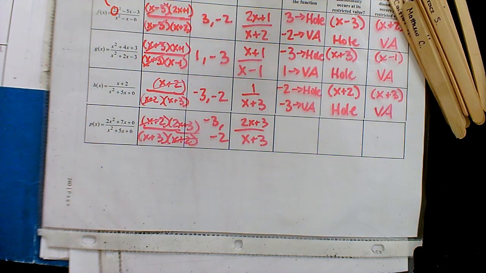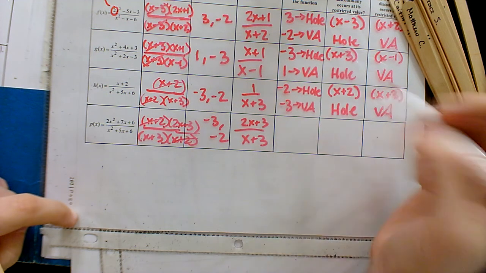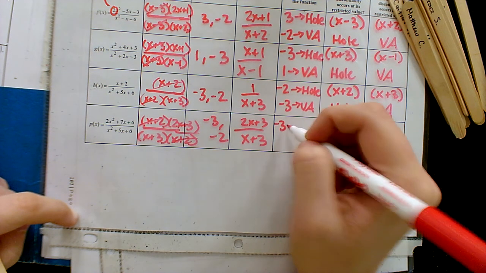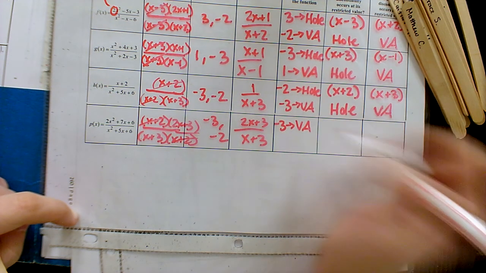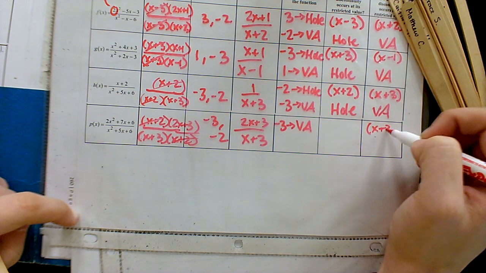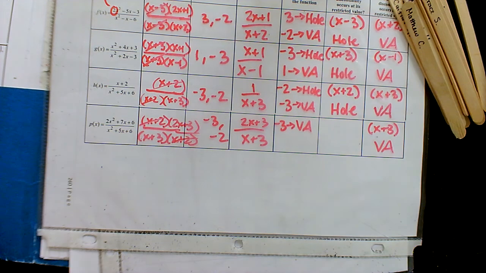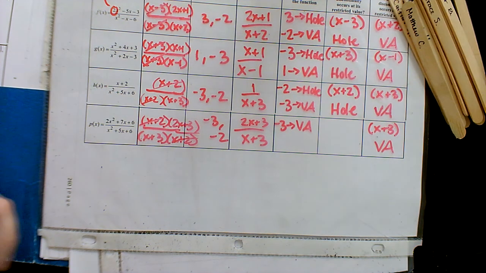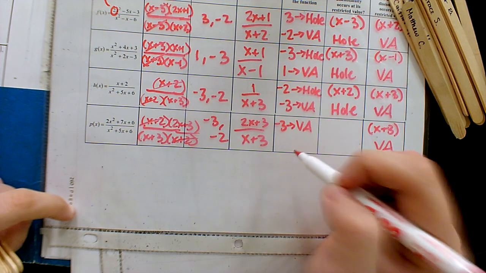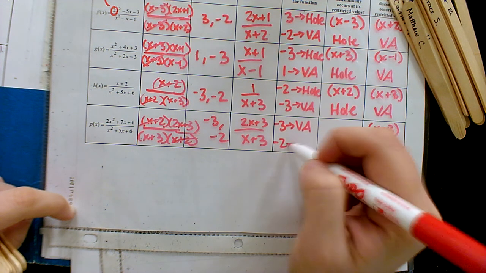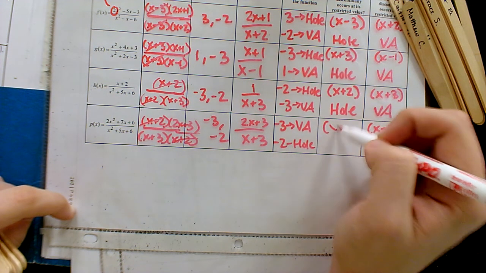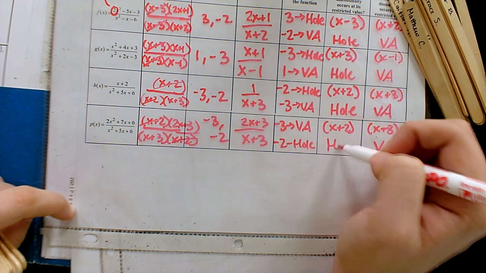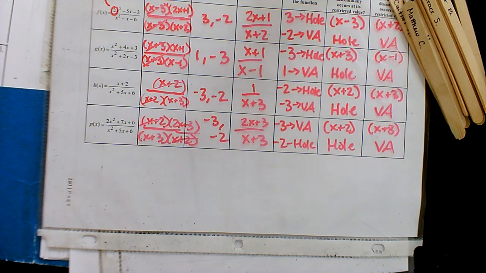Grace, can you find a hole or vertical asymptote for us? -3 is a vertical asymptote because the x plus 3 factor is left on the bottom. Okay, it did not cancel. And then Blair, can you find anything else for us? -2 is a hole because the x plus 2 factor canceled. Good to go? Perfect. Okay, we'll stop there for today.